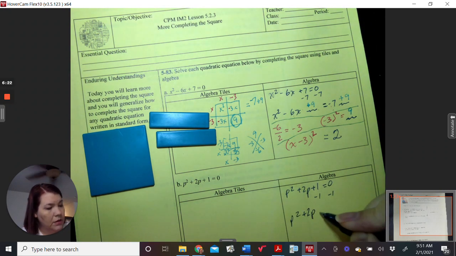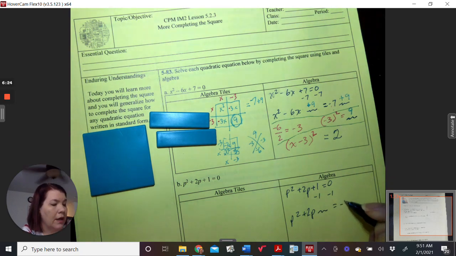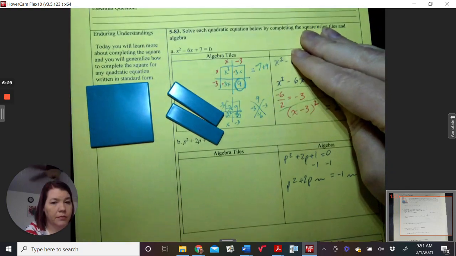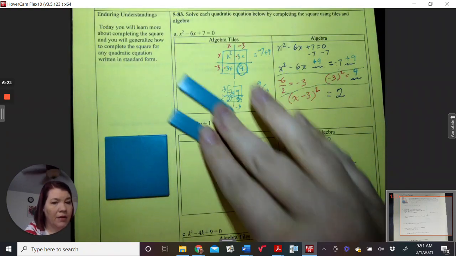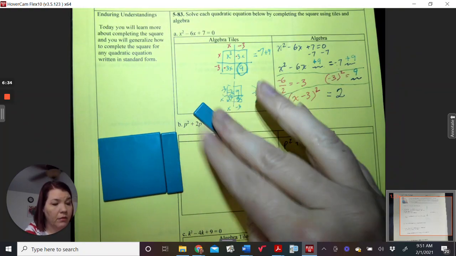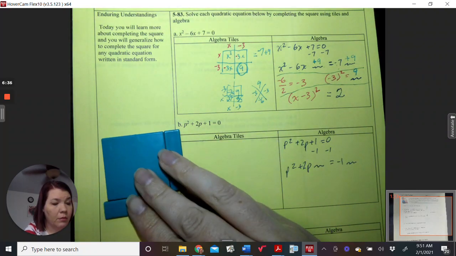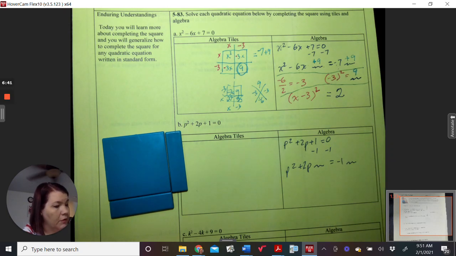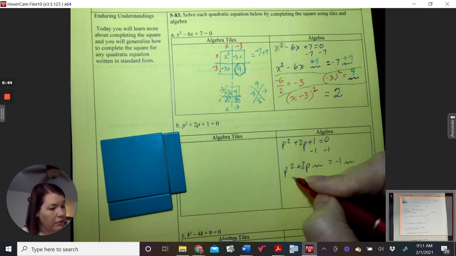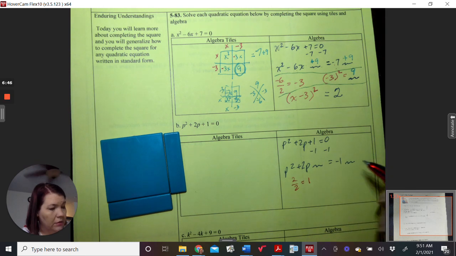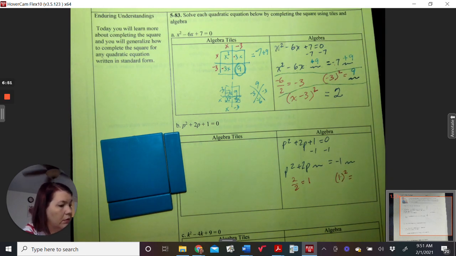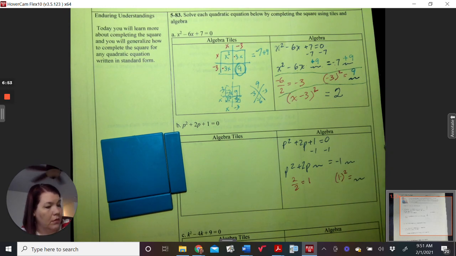So looking at my picture, I've got these and I've got to split them in half. Split them in half. So I'm going to split 2 in half. That's going to give me 1. And then I'm going to square 1, which will give me my squiggle. And so this time, 1 squared is 1. My squiggle is 1, plus 1, plus 1.